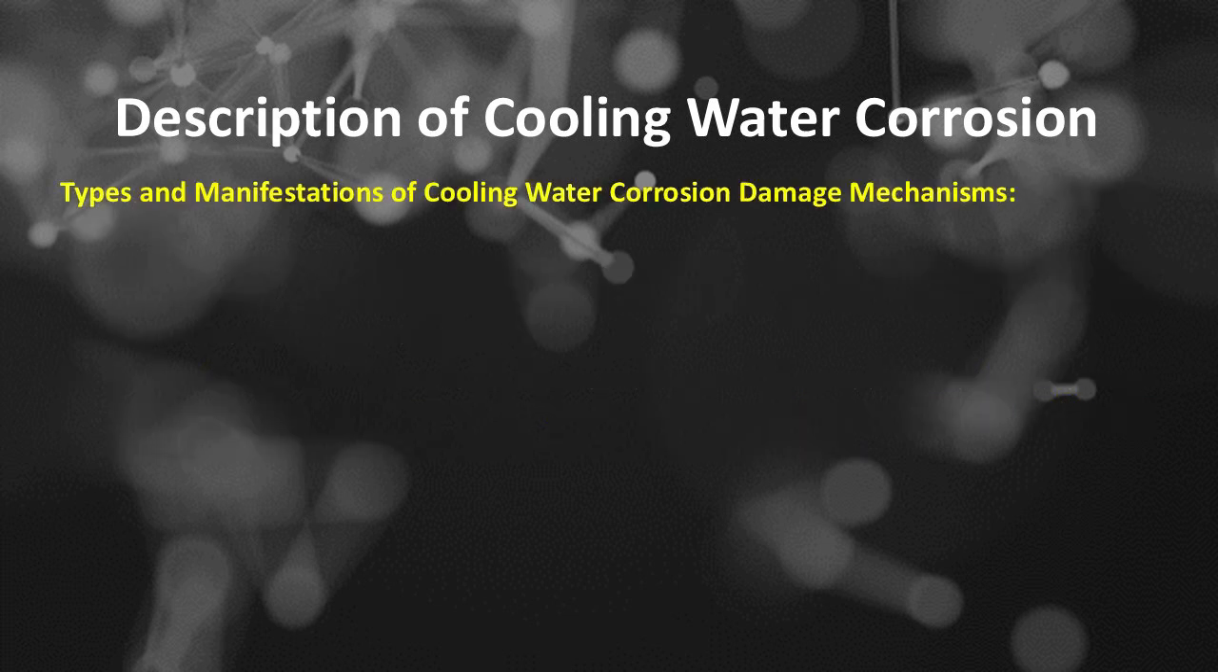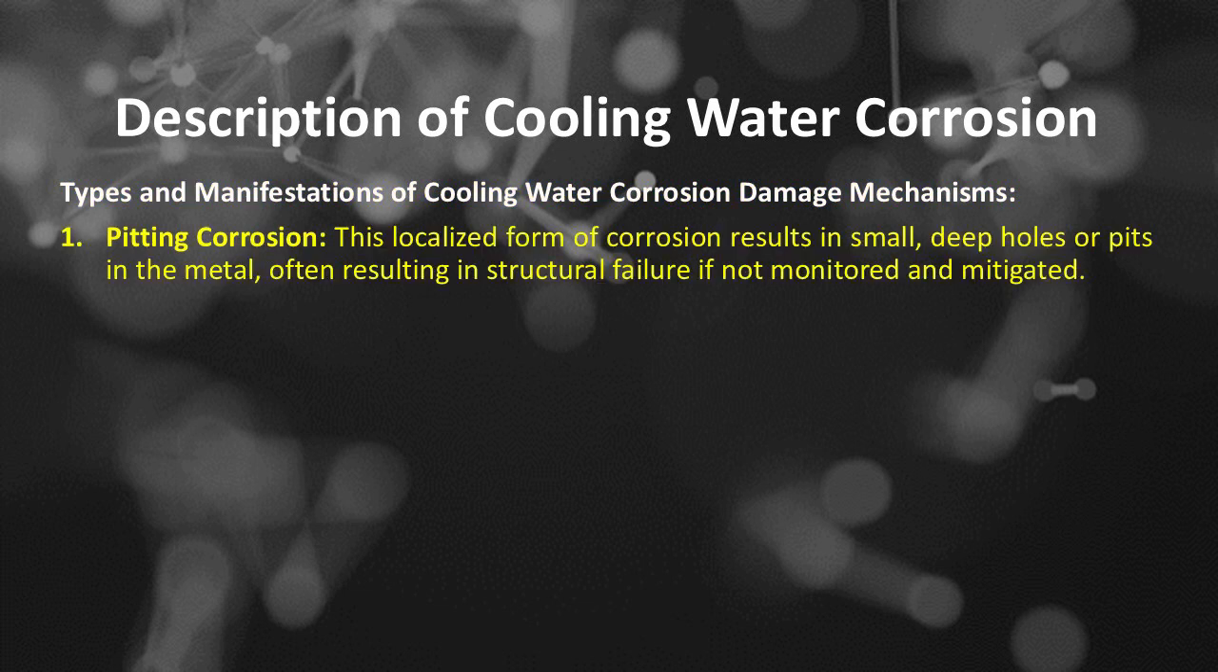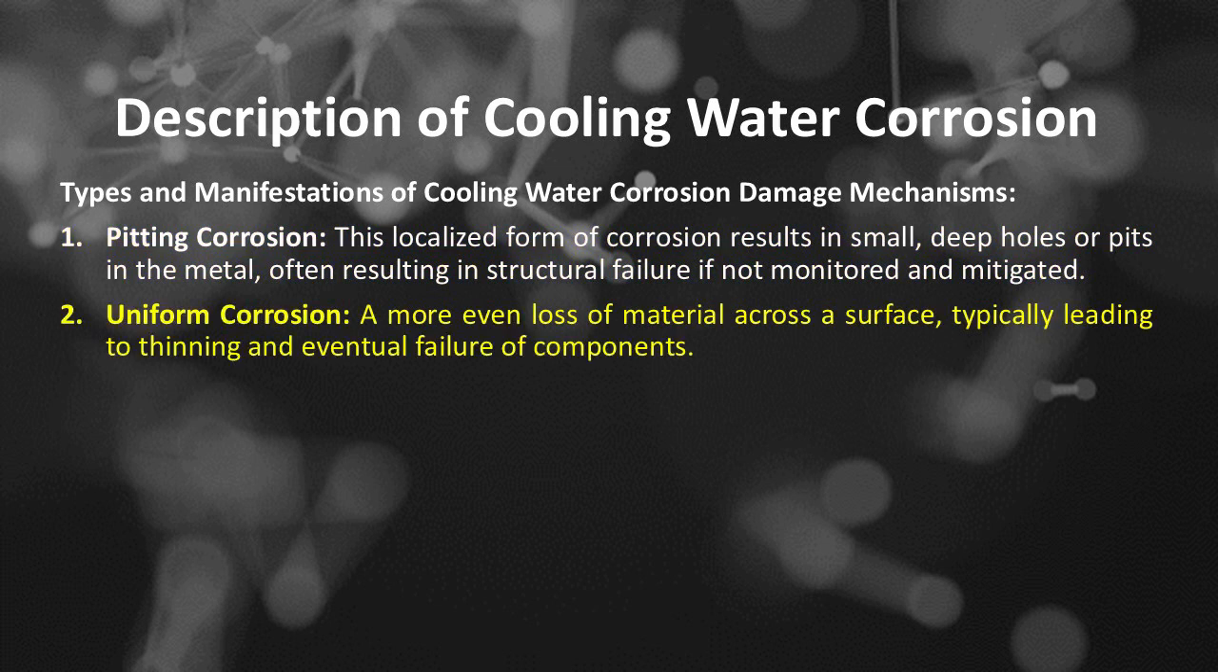Types and manifestations of cooling water corrosion damage mechanisms. Number 1 is pitting corrosion. This localized form of corrosion results in small, deep holes or pits in the metal, often resulting in structural failure if not monitored and mitigated. Number 2 is uniform corrosion. A more even loss of material across a surface, typically leading to thinning and eventual failure of components.